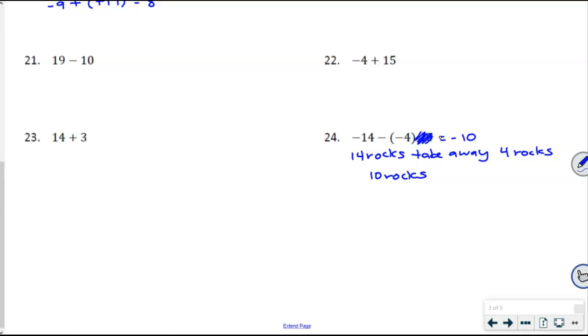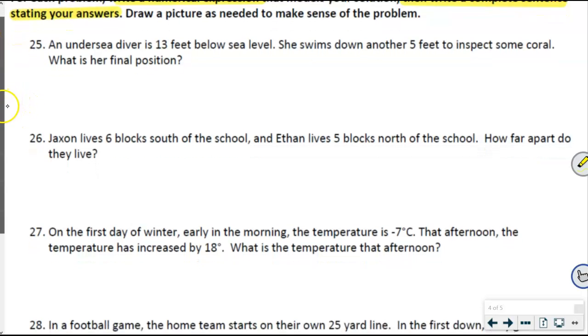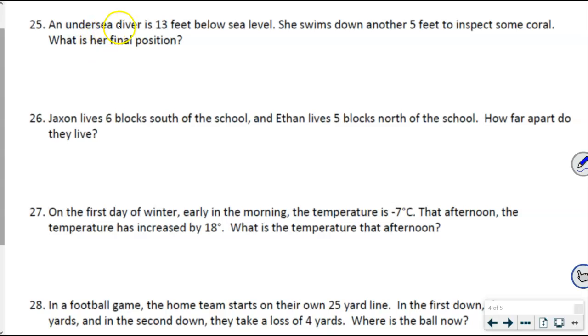Okay. And now we're going to switch our attention to some stories because stories are a big part of your test tomorrow. This is a lot like what we did last time with 2.1f, our integers in context. For each problem, we're going to write a numerical expression that's like a number sentence that models the situation, and then write a complete sentence stating your answer. Drawing pictures as needed really helps us make sense of the problem. So, number 25, an undersea diver is 13 feet below sea level. She swims down another 5 feet to inspect some coral. What is her final position?